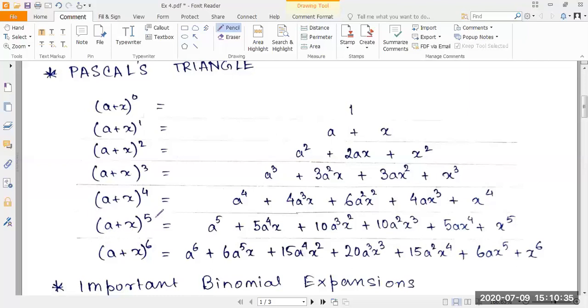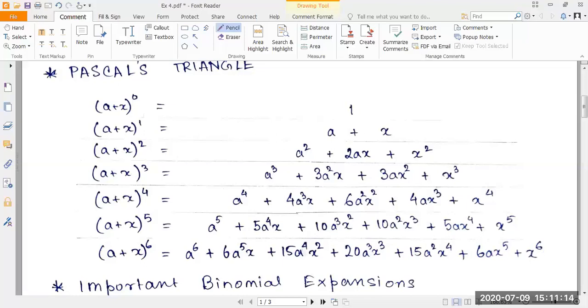Moving on, we have (a + x) to the power 5 as a to the power 5 plus 5a to the power 4 x plus 10a cube x square plus 10a square x cube plus 5ax to the power 4 plus x to the power 5. Similarly, this is not the final one, we can have more, but I just took it till (a + x) to the power 6, being a to the power 6 plus 6a to the power 5 x plus 15a to the power 4 x square plus 20a cube x cube plus 15a square x to the power 4 plus 6ax to the power 5 plus x to the power 6.